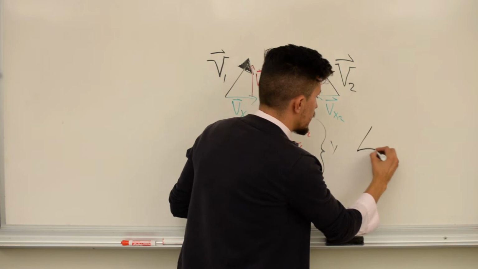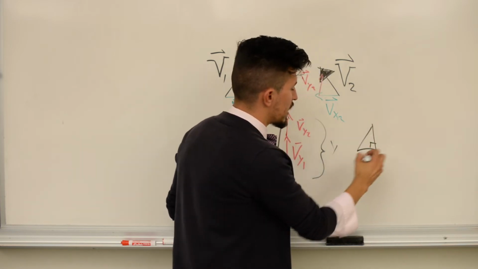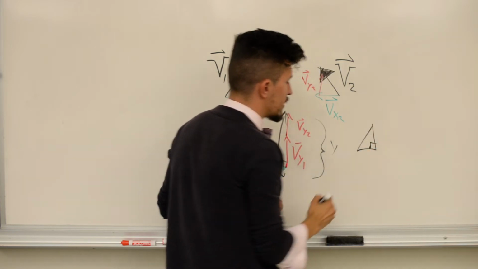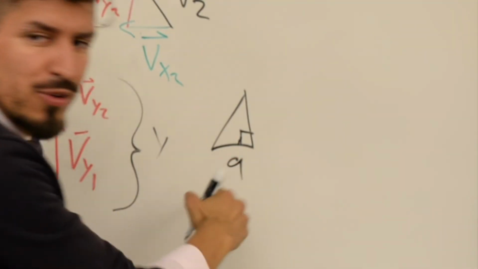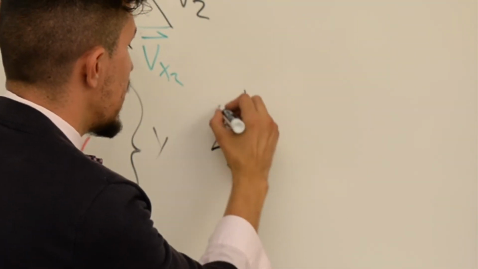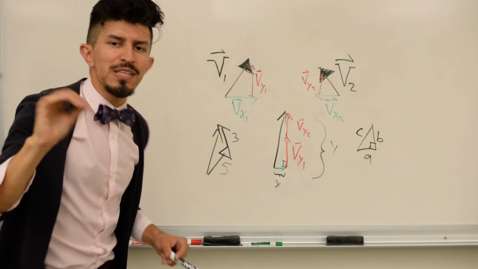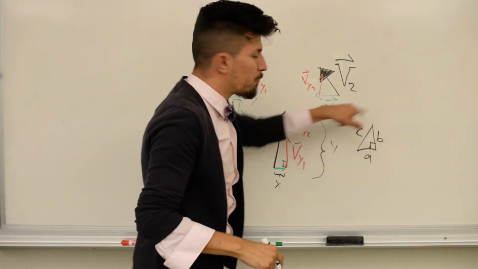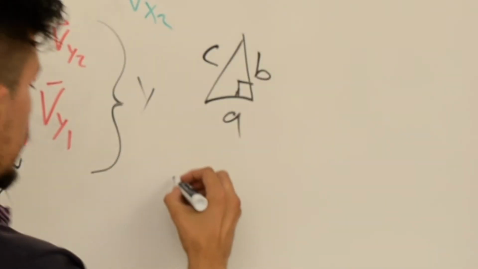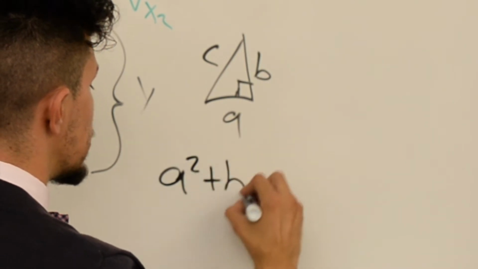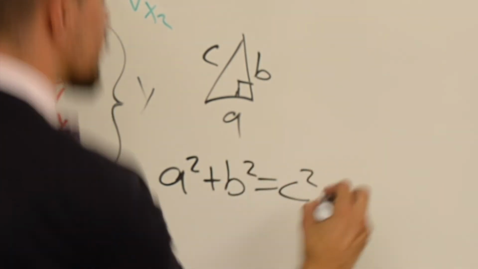That indicates, for all right triangles, you can't forget that symbol for the right angle. If this is side A, this is side B, and this is side C, there is an equation to solve one of the unknowns. A squared plus B squared equals C squared.